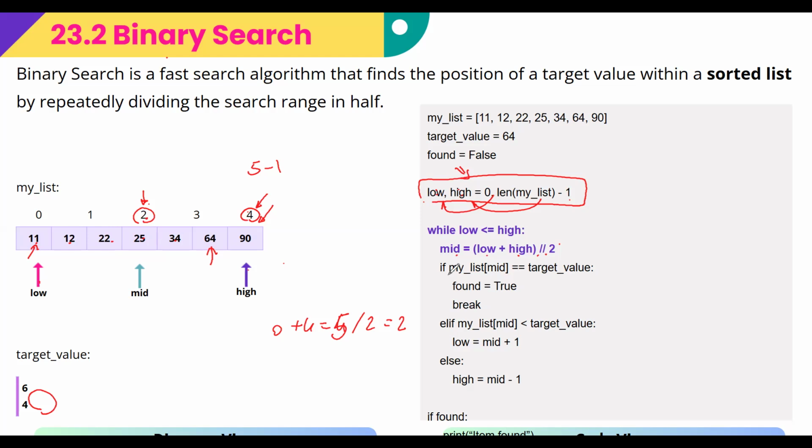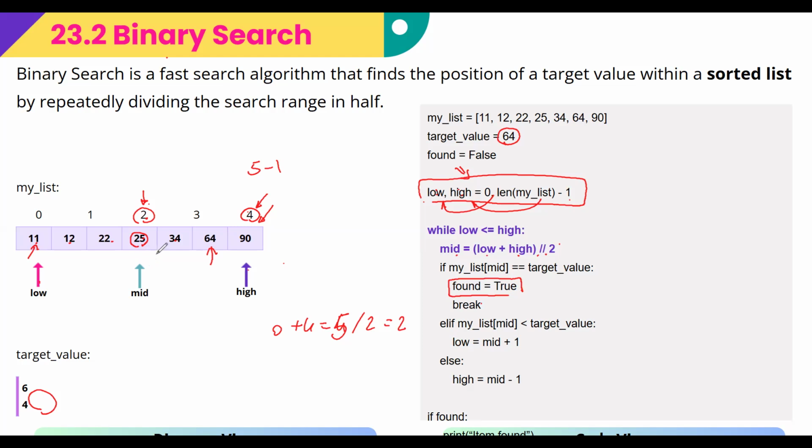So now the first thing we check is if our target, which is 64, is equal to the mid value. So is 64 equal to 25? Definitely no. If it is yes, I will update my flag variable to be true, and then I will break. Why will I break? Because I already found my target.